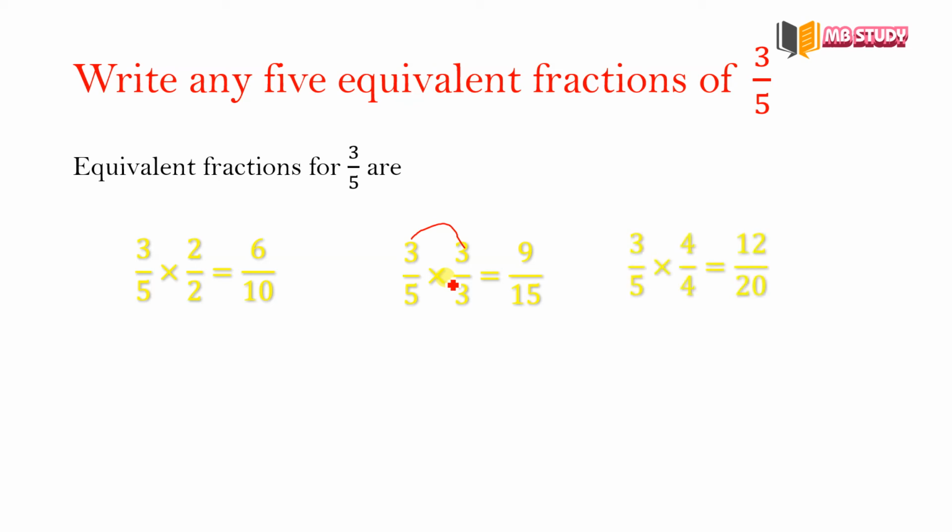So look at the next one. 3 by 5 is the given fraction and we are multiplying numerator and denominator by 4. 3 fours are 12 and 5 fours are 20. 12 by 20 is also an equivalent fraction for 3 by 5.